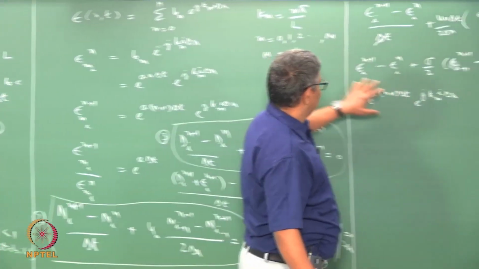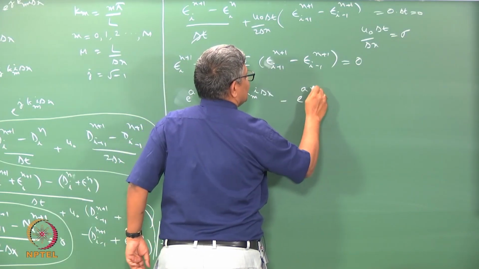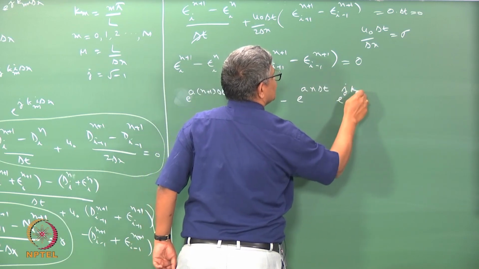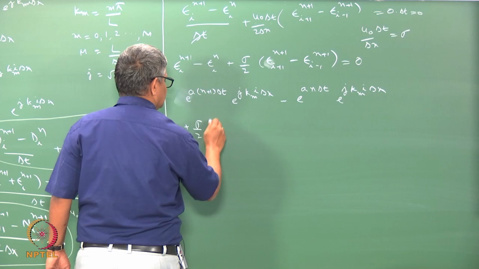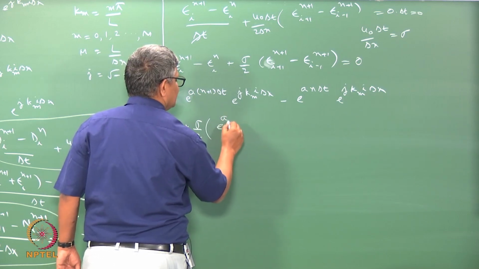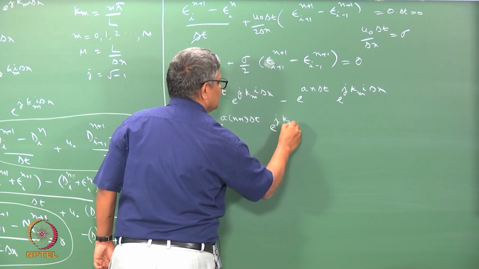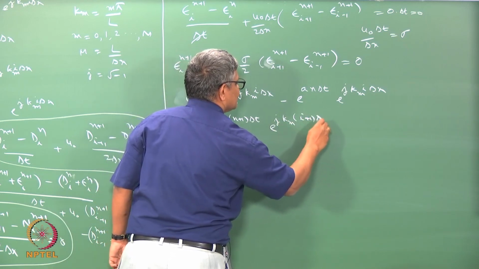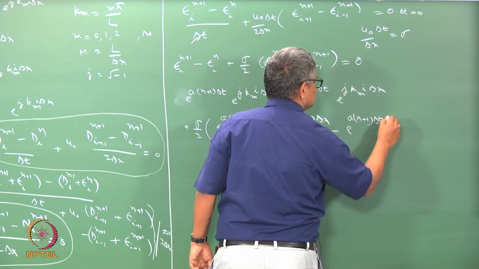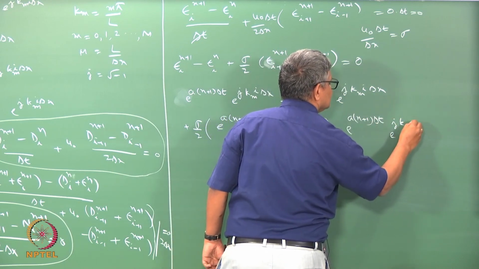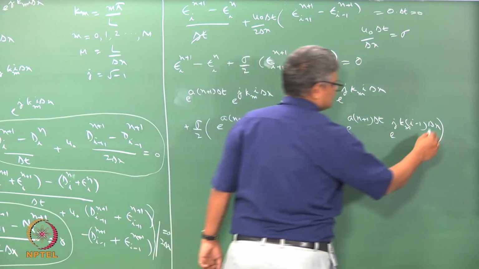Okay, so, this is this term minus exponential of a n delta t exponential of j km I delta x plus sigma by 2 times exponential of a n plus 1 times delta t exponential of j km times I plus 1 delta x minus exponential of a n plus 1 delta t exponential of j km I minus 1 delta x. So, this whole thing is equal to 0.